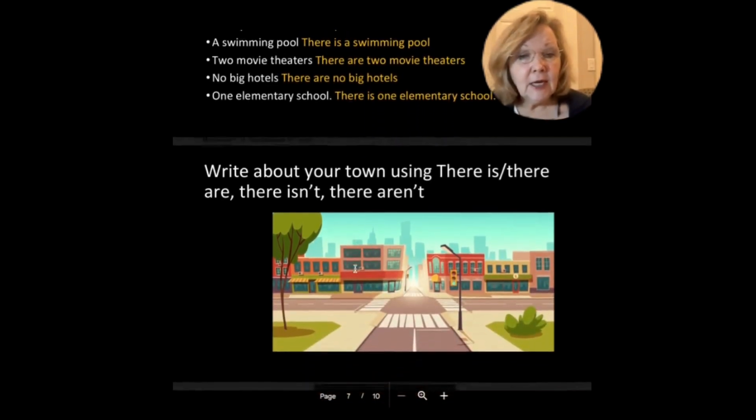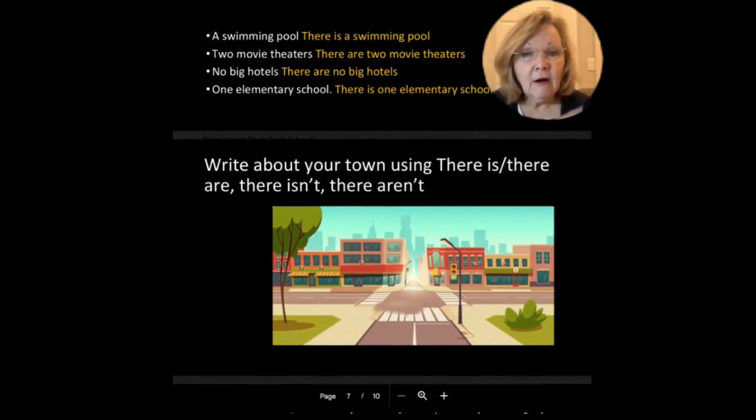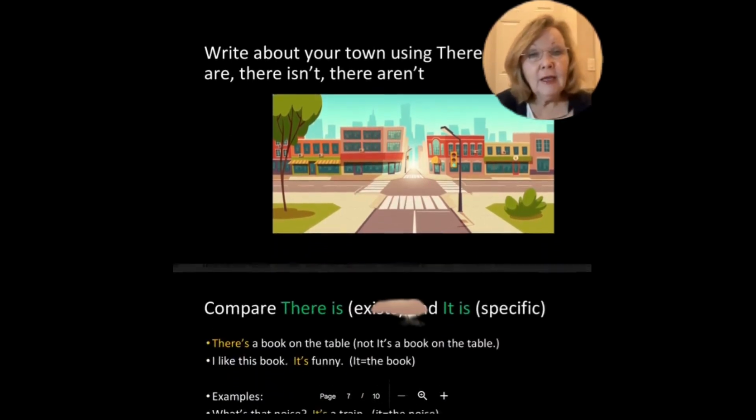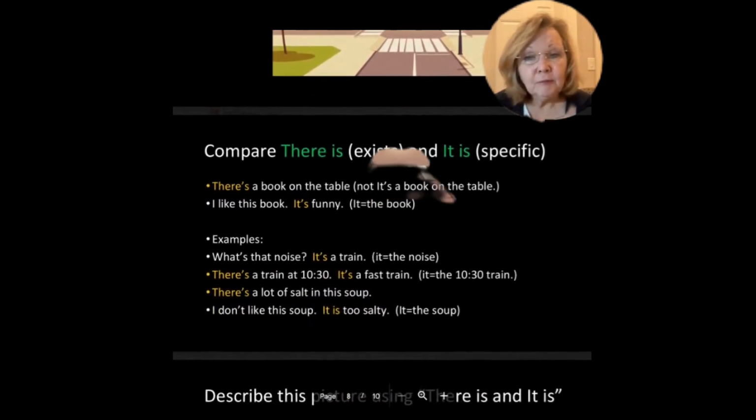Now write about your town using there is, there are, there isn't, there aren't. Of course, this is going to be different for everyone, so we can't come back and compare answers. But think about where you live and try to describe where you live.